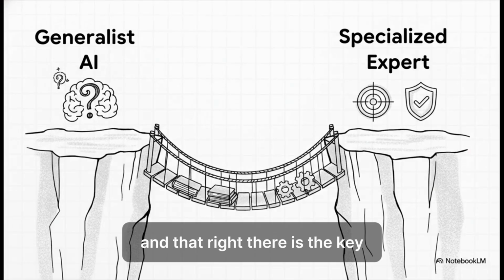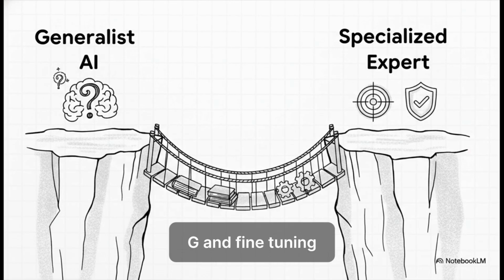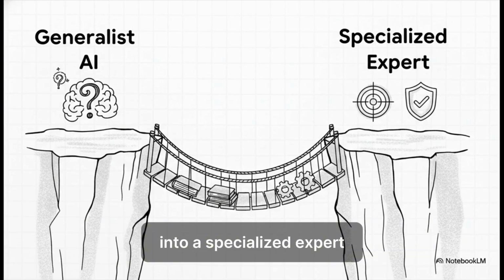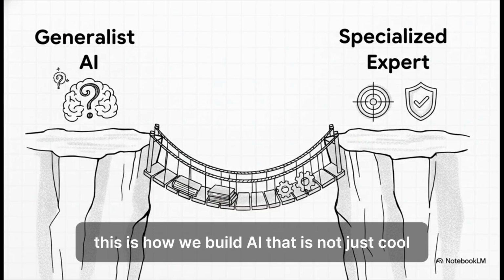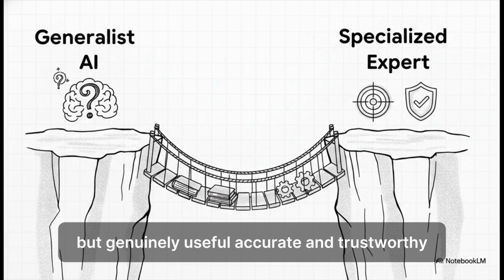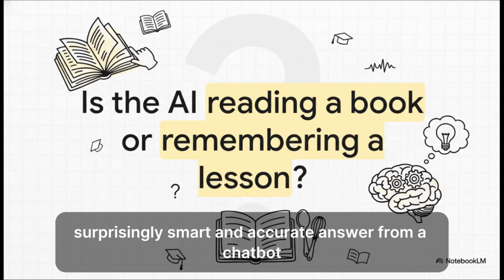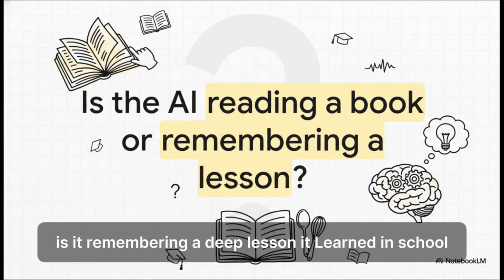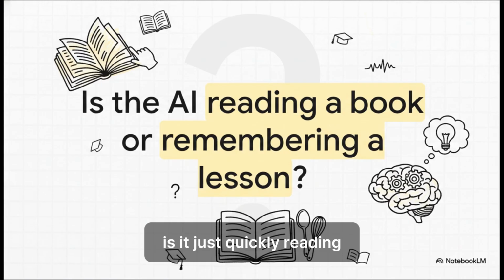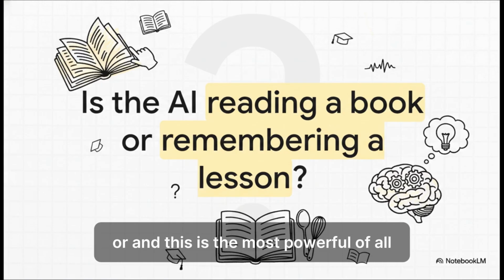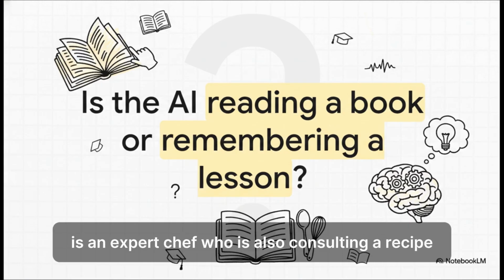And that right there is the key. RAG and fine-tuning are the tools that turn a general-purpose AI into a specialized expert that you can actually depend on for your specific needs. This is how we build AI that is not just cool, but genuinely useful, accurate, and trustworthy. So, the next time you get a surprisingly smart and accurate answer from a chatbot, ask yourself, is it remembering a deep lesson it learned in school? Is it just quickly reading from the right page in a cookbook? Or, and this is the most powerful of all, is it an expert chef who is also consulting a recipe?